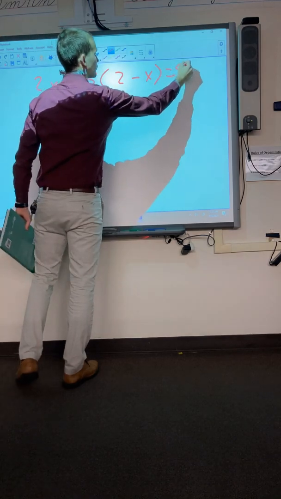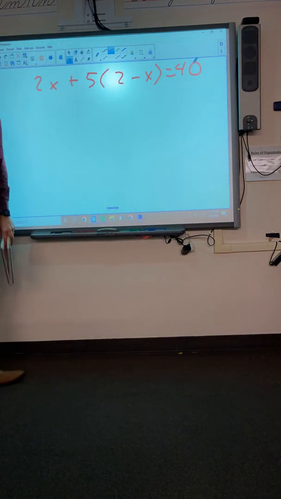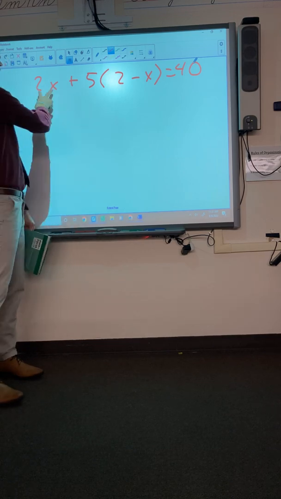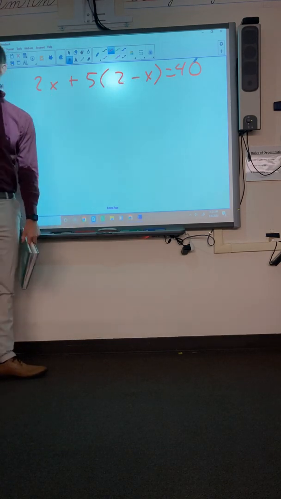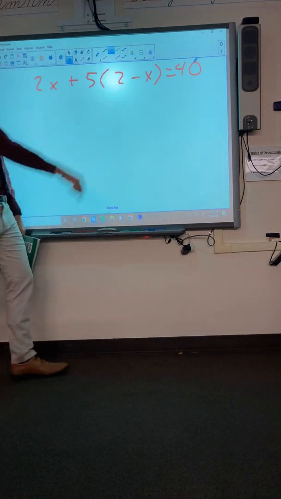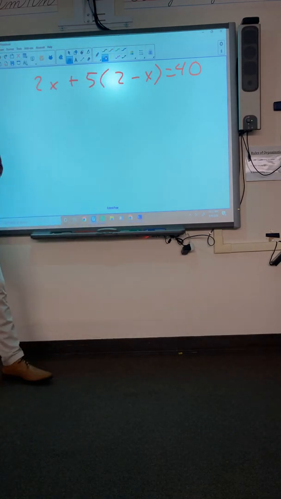Yep. Equals 40. Alright, so this one is a little bit more challenging because we've got variables here and we've got variables here. And we want our variables together, but these are stuck inside here. So that makes it a lot more challenging on what to do.